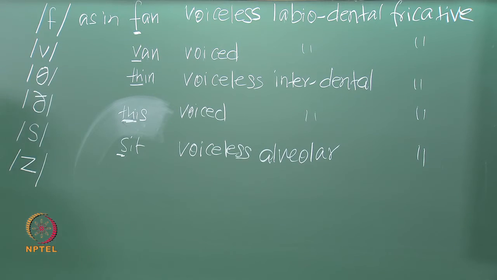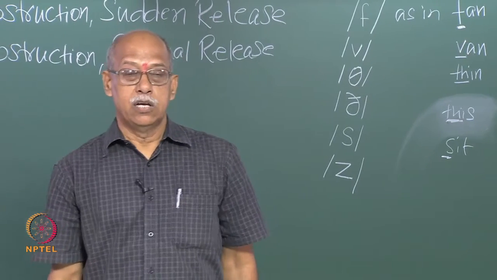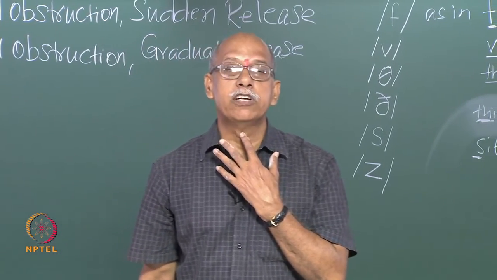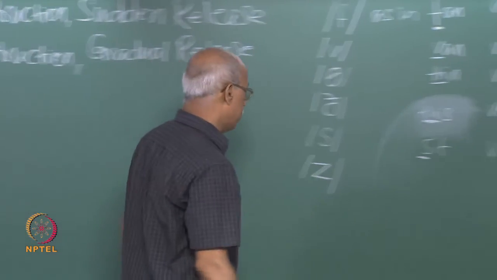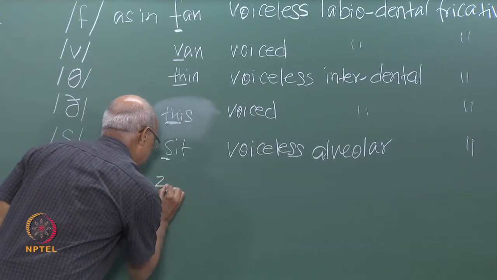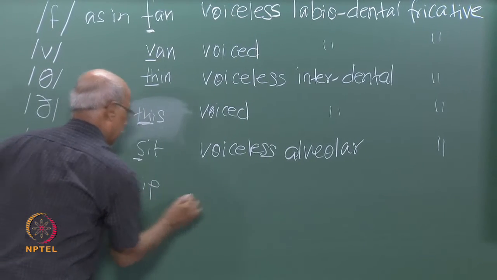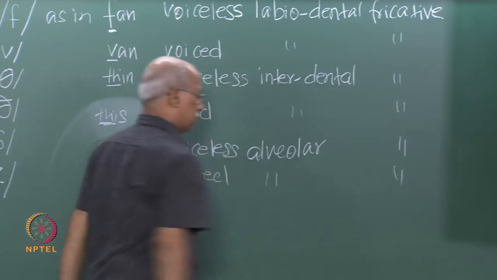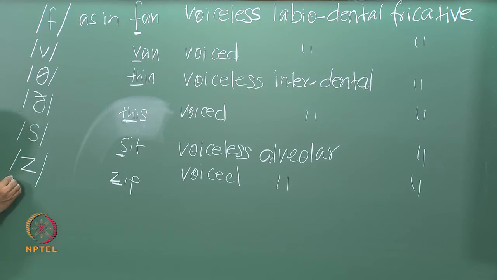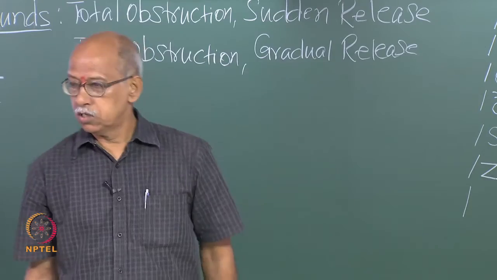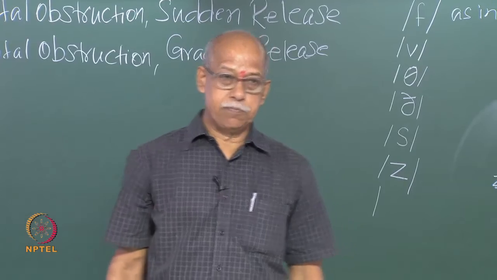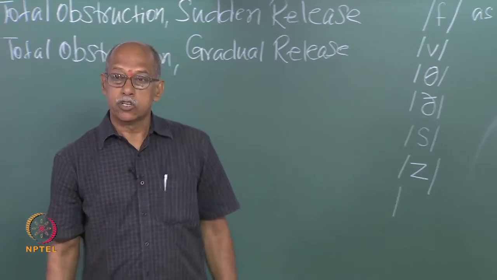This is zzz. As we had, this is zzz. Feel it here, voiced or voiceless? Voiced, very obvious, as in zip, voiced, everything else remains the same. Feel it here, I am giving you a challenging example now, okay? This is sh, as in sheep, S-H-E-E-P, sheep, or S-H-I-P, ship.